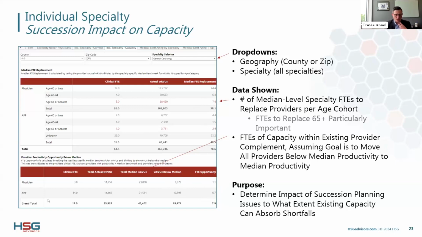Similarly, you can see this organization within this sample data set has a lot of opportunity for ramping up their APPs to a fuller FTE utilization. So finding some of that access and capacity could probably be addressed by figuring out what the clinical practice model is for utilizing APPs within that specialty a little better.